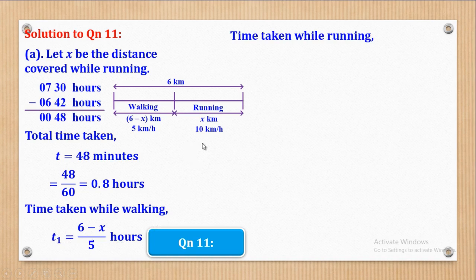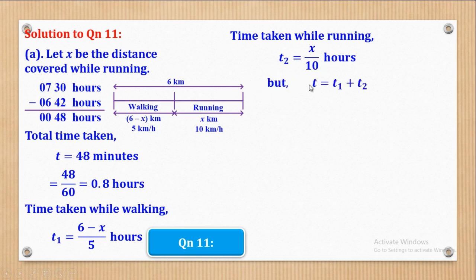What about when running? Still we use the same formula. Time is equal to distance over speed. So distance was x and speed was 10. So let the time be t2. That means that t2 will be equal to x over 10 hours.